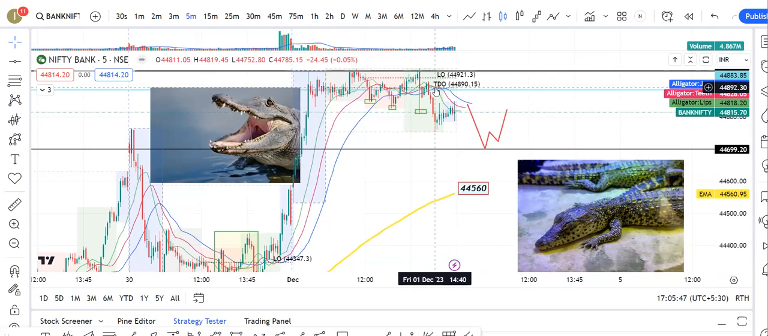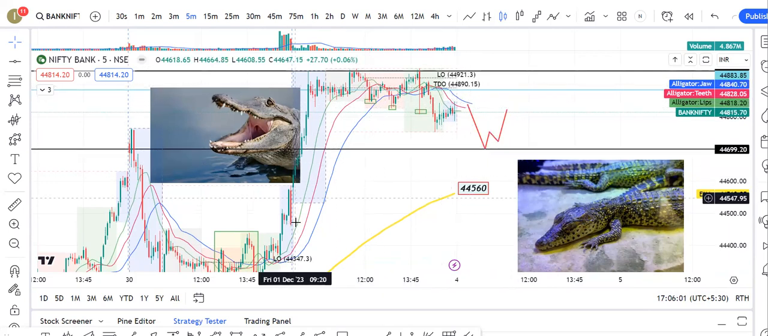And later you can see the alligator's direction. Lip came down, teeth in the middle, and jaw on the upper side. If the trend is going down, the jaw comes at the top. But if the trend is going up, the jaw should be at the bottom. The alignment should be like this. And if they are wide open, you will make a lot of money. In this morning session itself, the morning momentum, you could have.